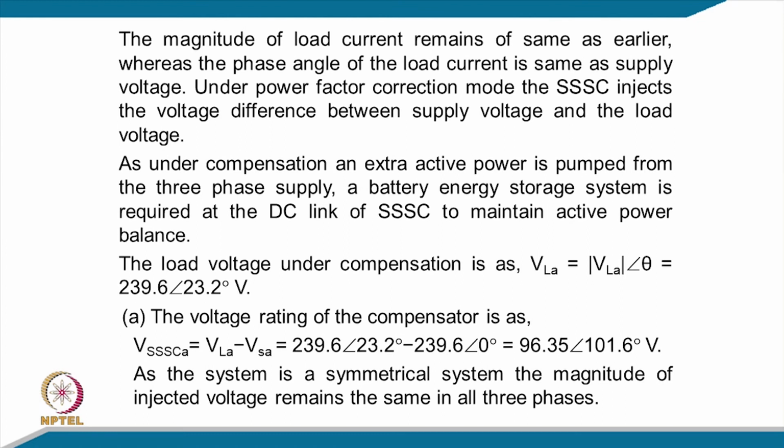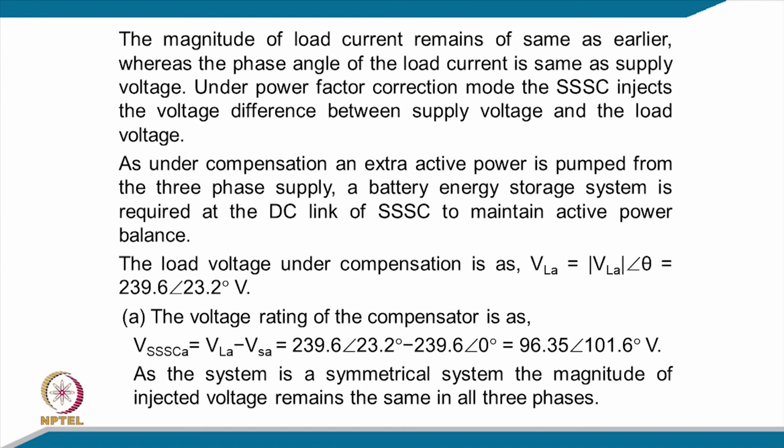So, a battery energy storage system is required at the DC link of the SSC to maintain the active power balance, and the load voltage after the compensation is the same as the source voltage of 239.6, and the voltage rating of the compensator will be VLA minus VSA. So, keeping this, it comes to 96.35 volt at the angle of 101.6 degree.